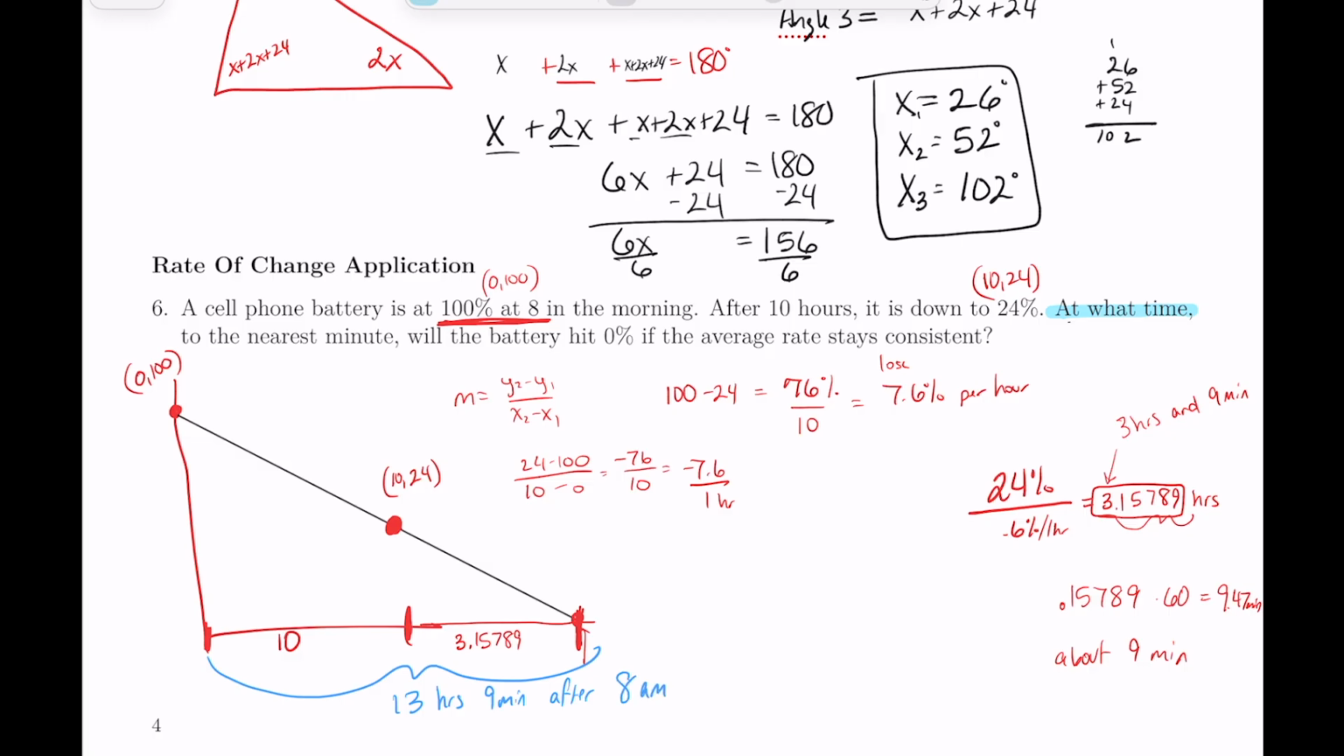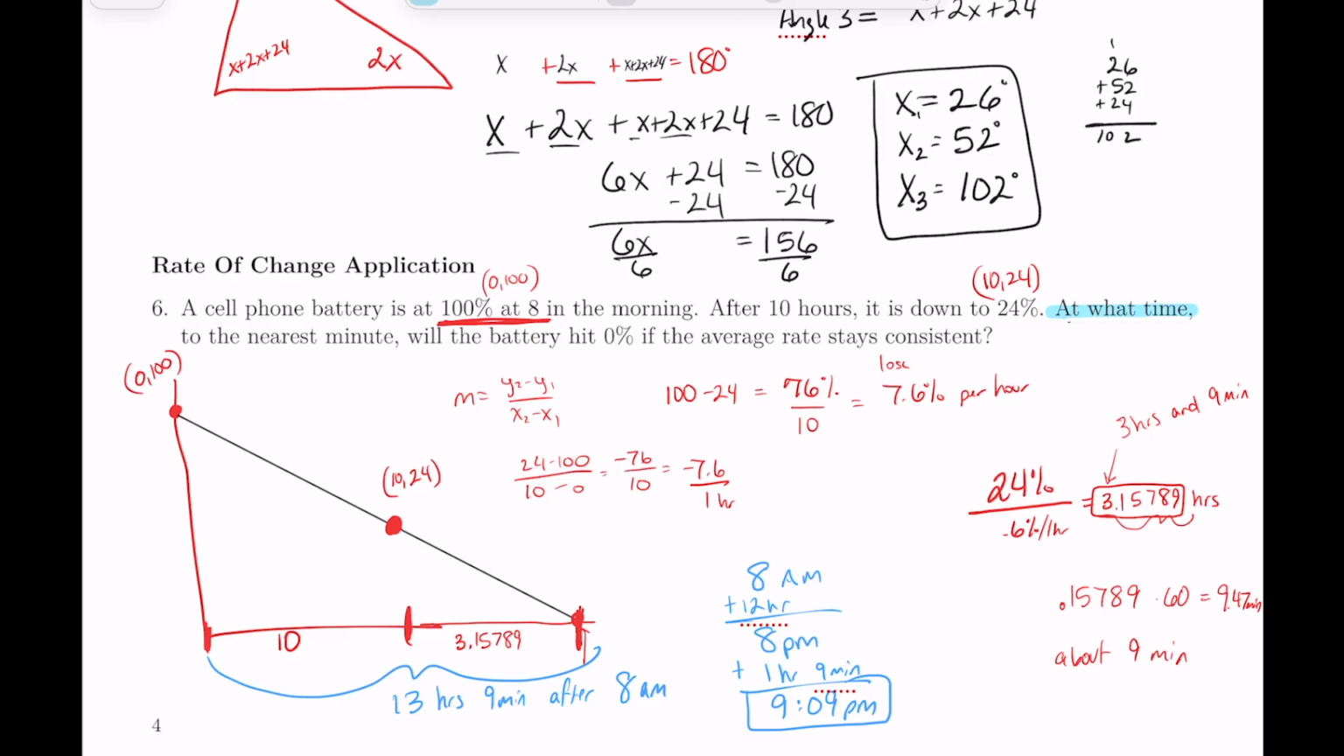Now, this can be a little bit challenging, so instead of doing 13 hours and 9 minutes all at once, why don't we go 12 hours? I can take 8 a.m. and add 12 hours. We'll make it 8 p.m. Now I need to add on 1 hour and 9 minutes after 8 p.m. That turns this into 9:09 p.m. So that's when my phone battery is finally going to die.